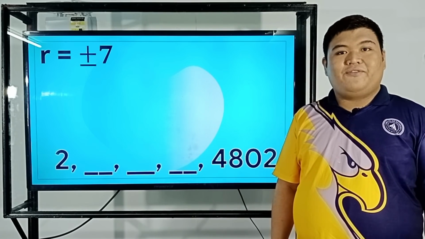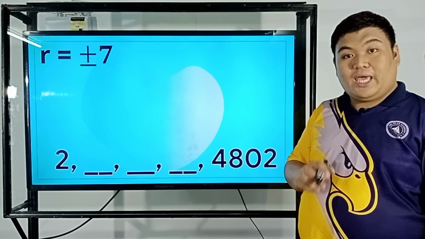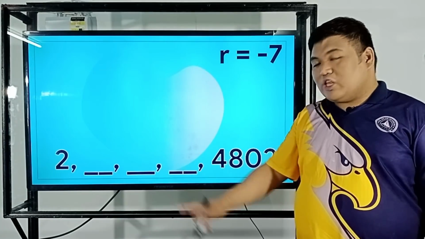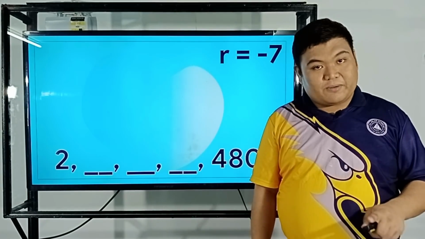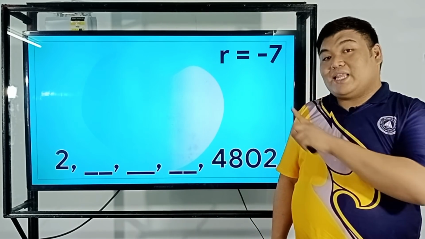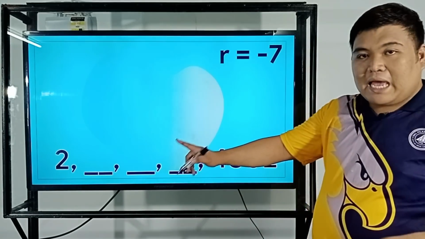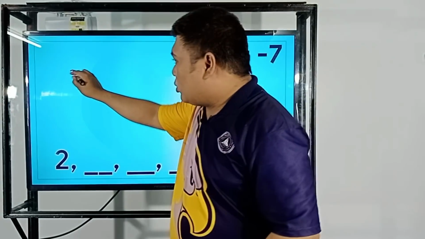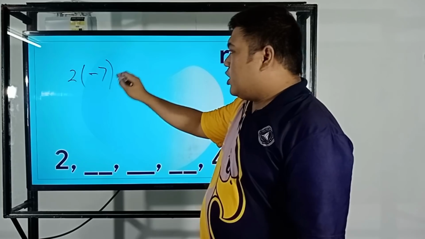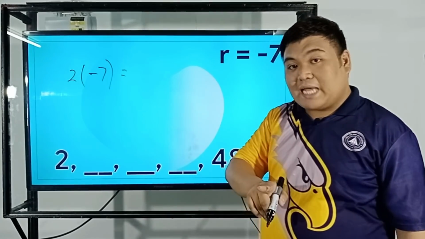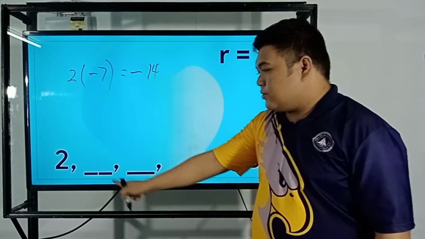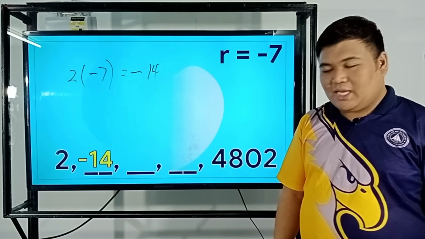Okay, what if ang common ratio naman natin ngayon is yung negative 7? Ano naman kaya yung magiging set of terms? Again, dalawa po ang magiging set of answers kapag dalawa rin ang common ratio. Okay, let's just have the second term. So, again, that is 2 times, anong common ratio natin ngayon? Negative 7. 2 times negative 7, magkaiba ang sign. So, multiplication, negative. 2 times 7, 14. So, the second term will be negative 14.